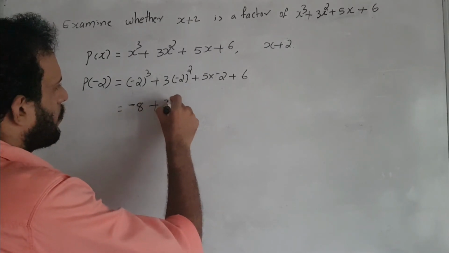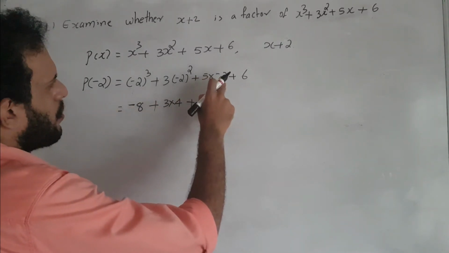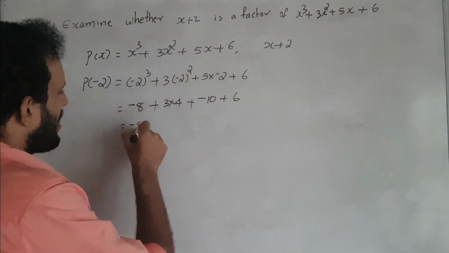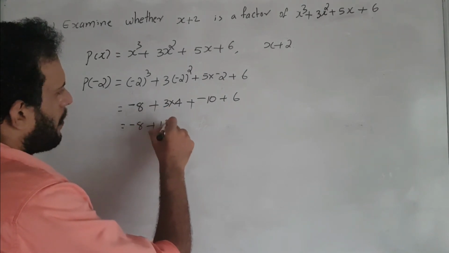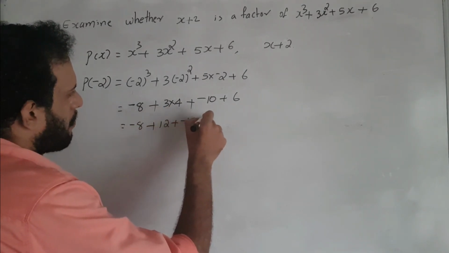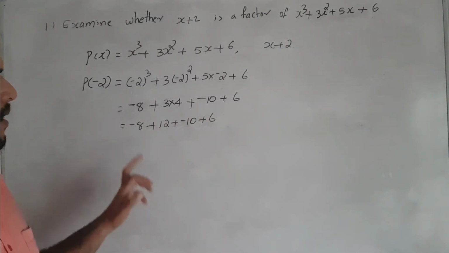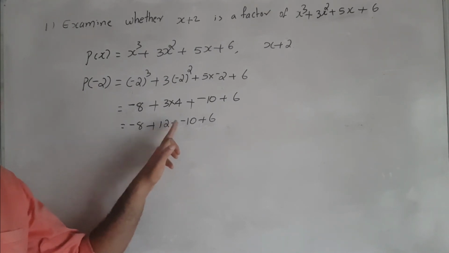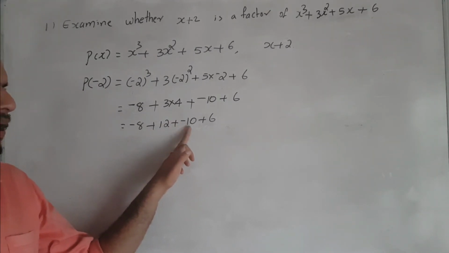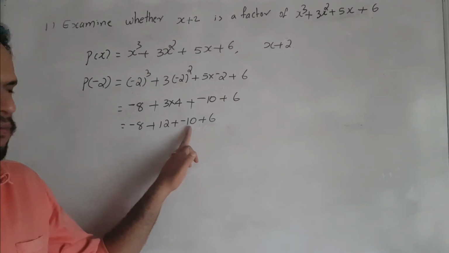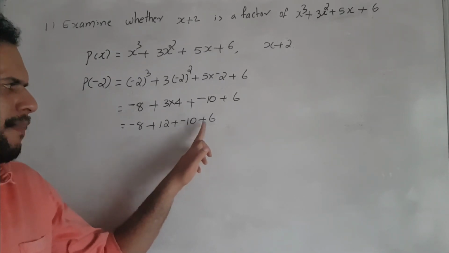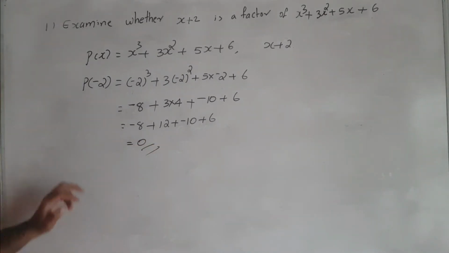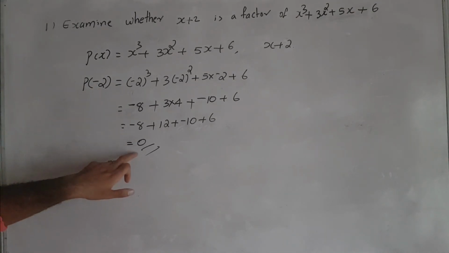Then 3 into 4 is 12, and 5 into minus 2 is minus 10, plus 6. So it is minus 8 plus 12 plus minus 10 plus 6. Minus 8 plus 12 is 4. Correct? 4 plus minus 10 is minus 6. Minus 6 plus 6 is equal to 0. So what did we get? We got p of minus 2 is equal to 0.